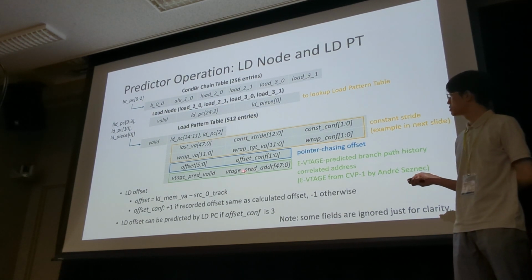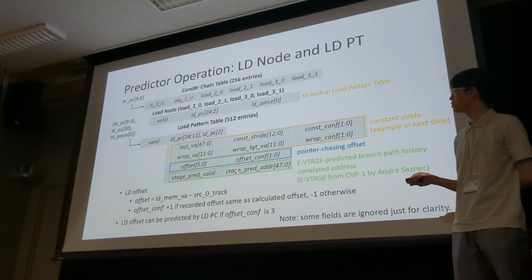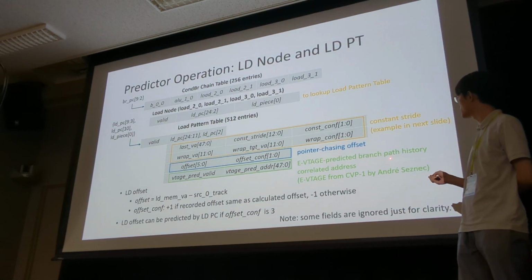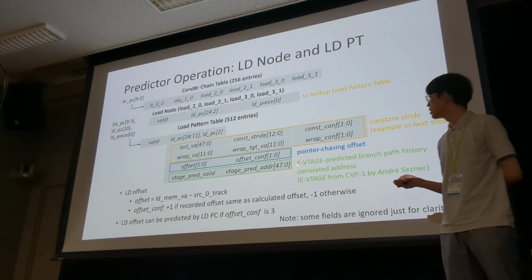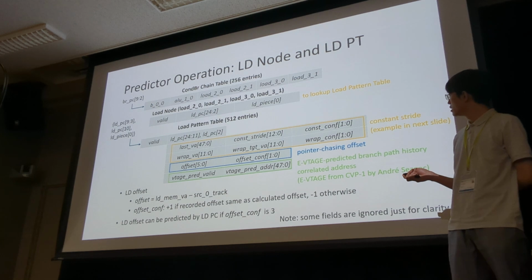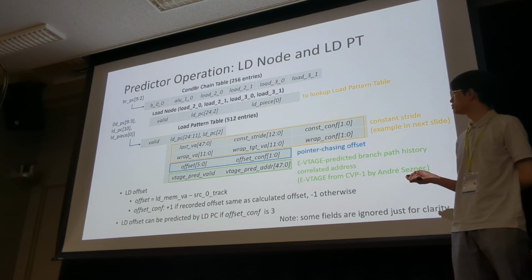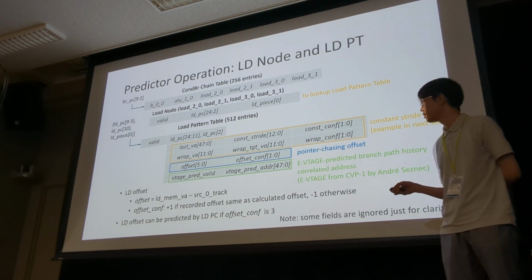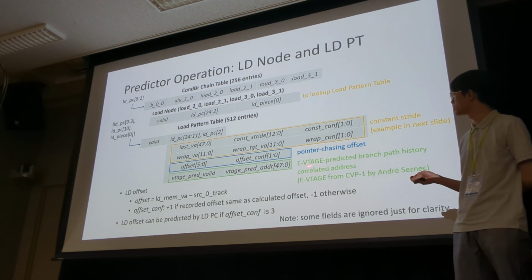The third group is to record the address predicted by branch path history. And in the work, the EV-TAGE from CBP1 by Andre is used. And instead of predicting the load value directly as in the original EV-TAGE, the load address is predicted.